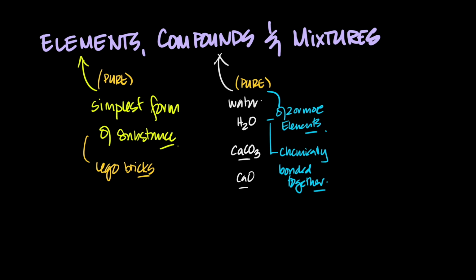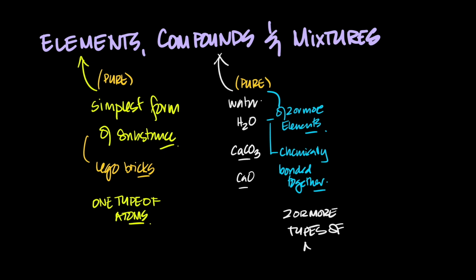Now, let's be clear. An element only has one type of atom, the small building blocks. It has only one type of atom. Obviously, we'll talk about atoms in a little more detail later. We will, absolutely, don't worry. While compounds are two or more types of atoms.